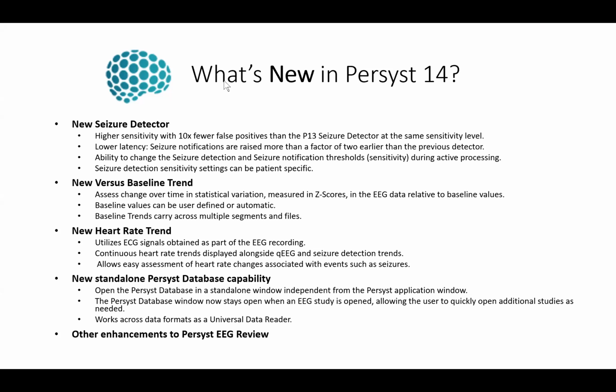And then finally, we have an interesting question. Using the versus baseline trend, one could select a seizure as the baseline and look for Z equals zero. Can the color scheme be inverted so that the extremes, -6 and +6, are white and the center is maximally colored?